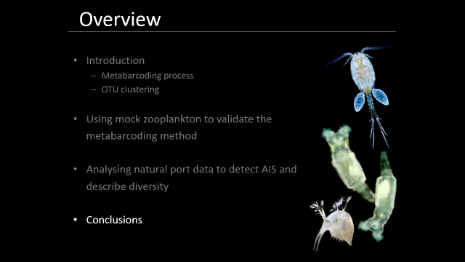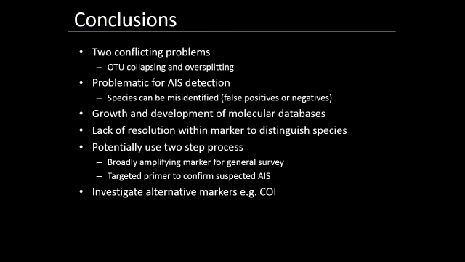So now, just to conclude everything, we've seen these two different problems, the collapsing and oversplitting issues. Both of these could result in miscalculation of diversity, so either over or underestimation of diversity. And this could be particularly problematic for detection of aquatic invasive species when you really want to be sure which species you're identifying, because you don't want to report an invasive species somewhere when it's not really there, but at the same time, you don't want to miss it.